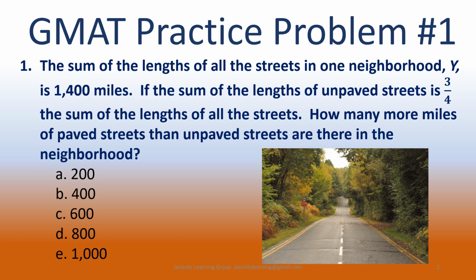This was an actual problem. The sum of the lengths of all the streets in one neighborhood, Y, is 1,400 miles. If the sum of the lengths of the unpaved streets is 3/4 the sum of the lengths of all the streets, how many more miles of the paved streets than the unpaved streets are there in the neighborhood? Your answer choices are 200, 400, 600, 800, 1,000.